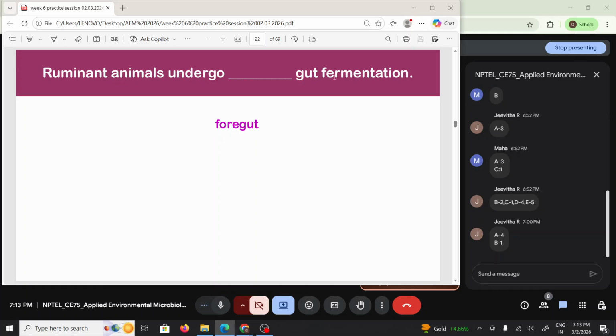Some examples of hindgut fermenters are horses and rabbits as well. So these are hindgut fermenters, whereas ruminant animals are generally foregut fermenters.